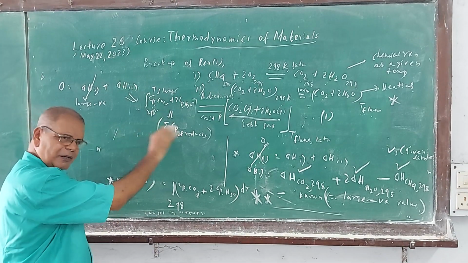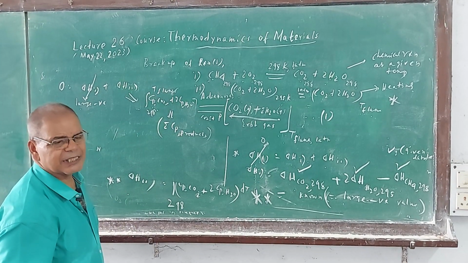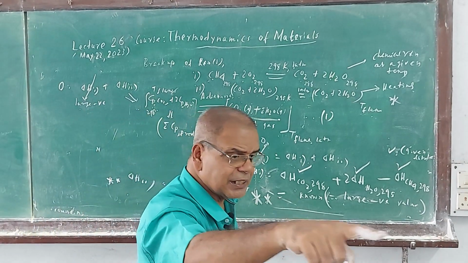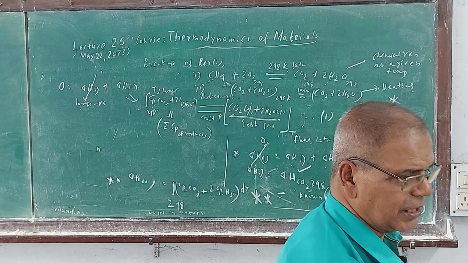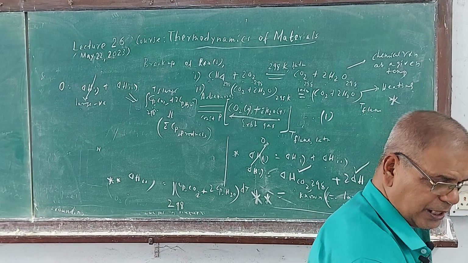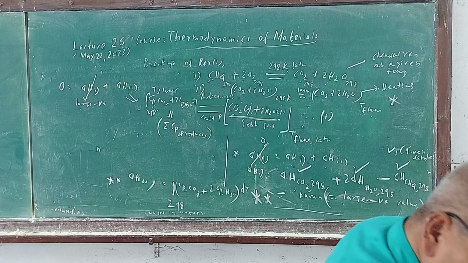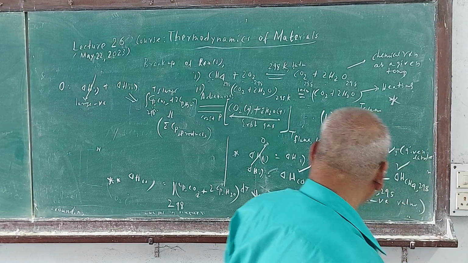Or just write this. If you don't follow this, right? What is delta Cp, sigma Cp? What is delta Cp? When you use delta Cp dT, Kirchhoff's equation: delta H at T2 is delta H at T1 plus integral of delta Cp dT. Delta Cp is Cp of products minus reactants for the reaction. And this is what?